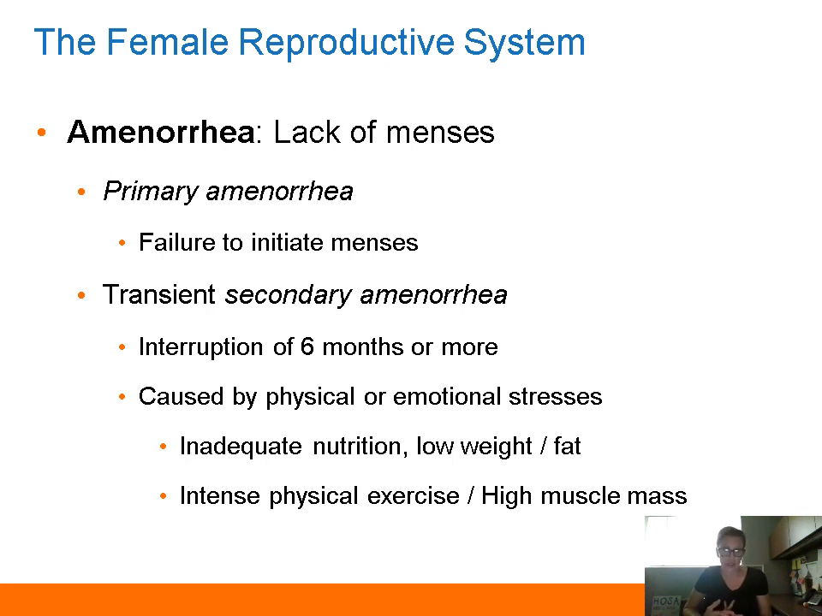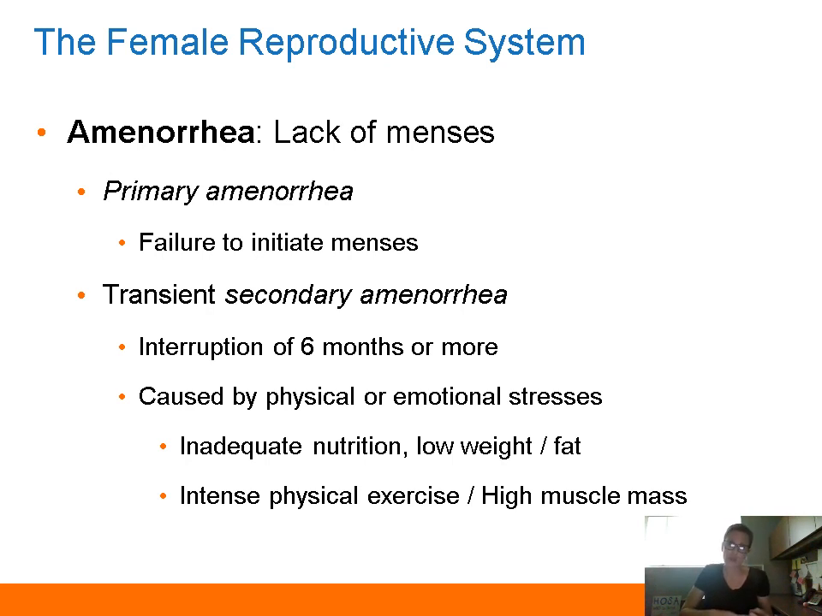And we see very low body weight and low fat in anorexia. So patients who have severe anorexia nervosa, that's the disorder where patients don't eat at all, this is very commonly associated with a lack of menstrual cycle. Intense physical exercise and very high muscle mass, as seen in some professional athletes, is another cause for secondary amenorrhea. And the reasons with both of these have to do with hormonal imbalances.